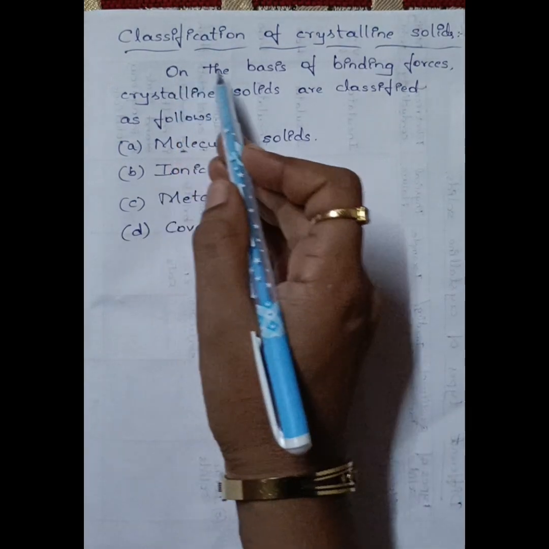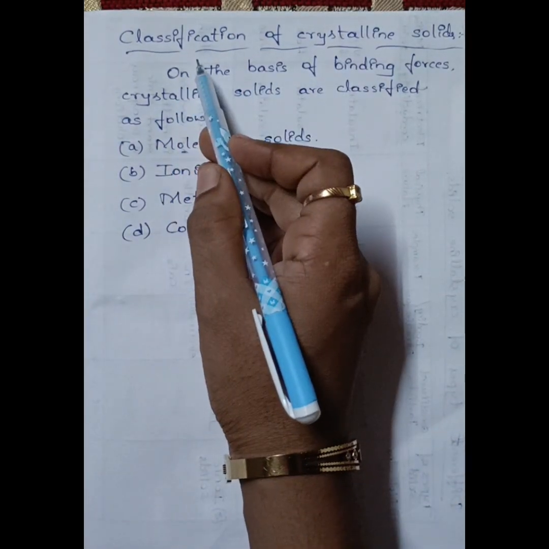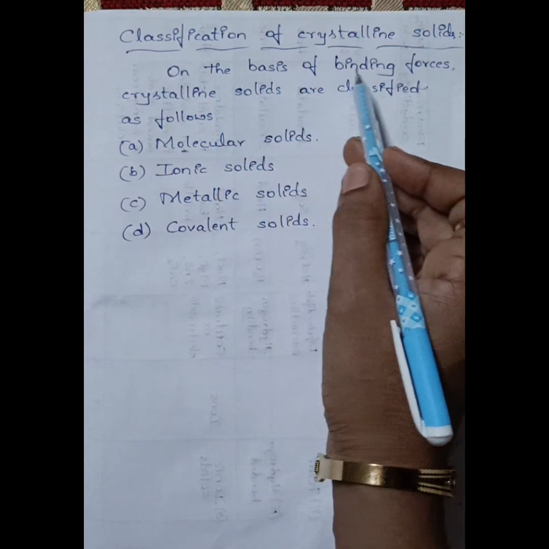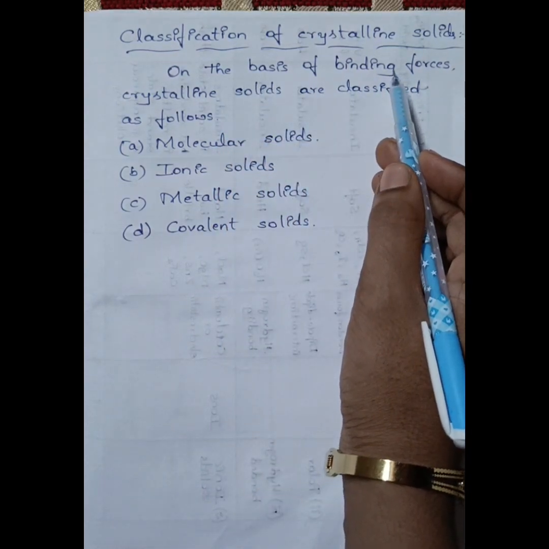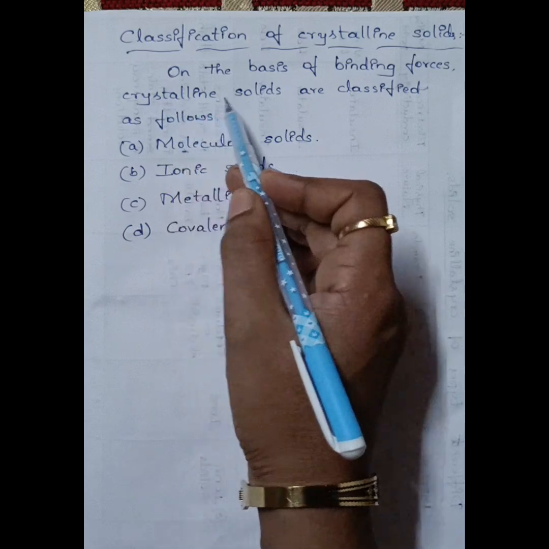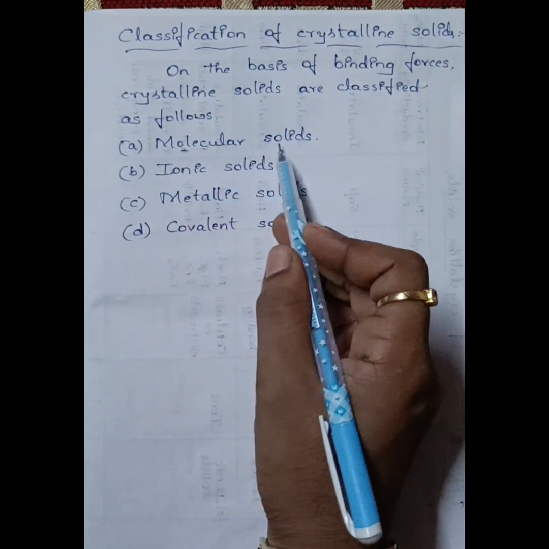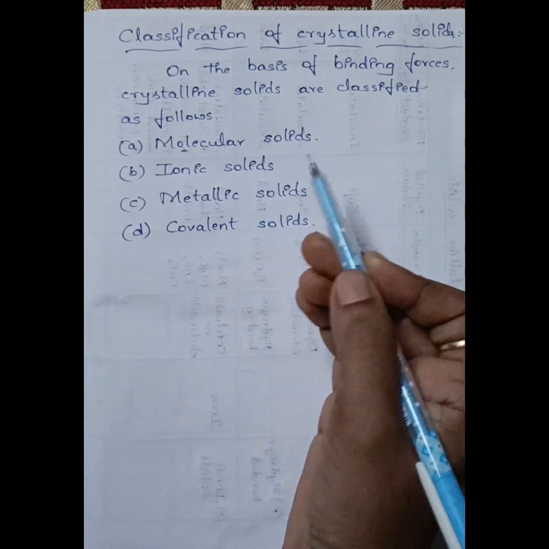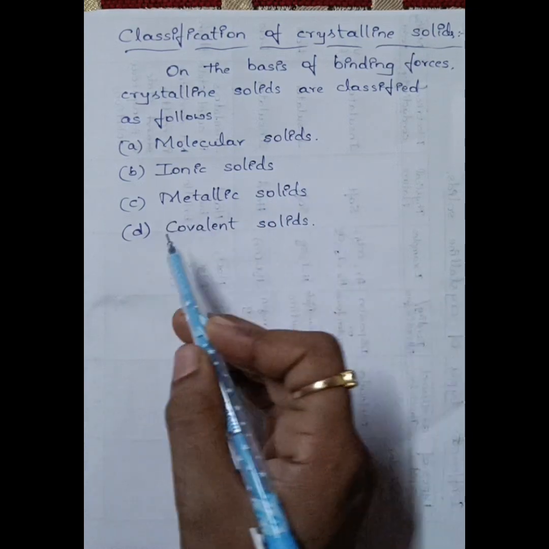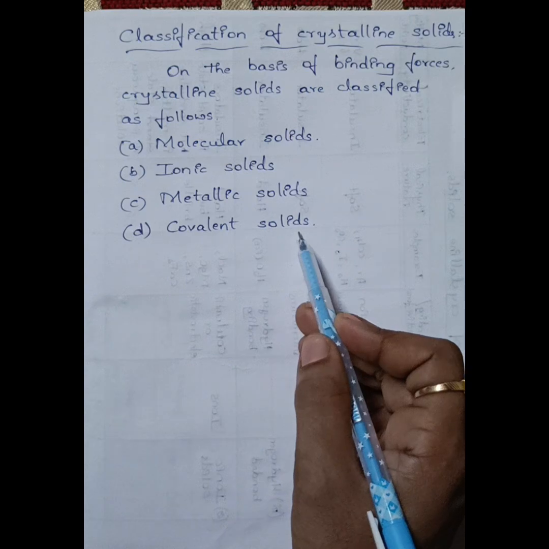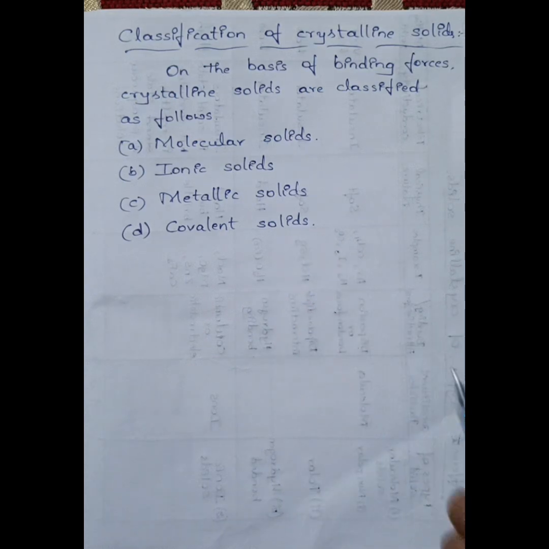Again, these crystalline solids are classified into four types on the basis of binding forces and nature of constituent particles. The first one is molecular solids, the second is ionic solids, the third is metallic solids, and the fourth is covalent solids. So these are the types of crystalline solids.